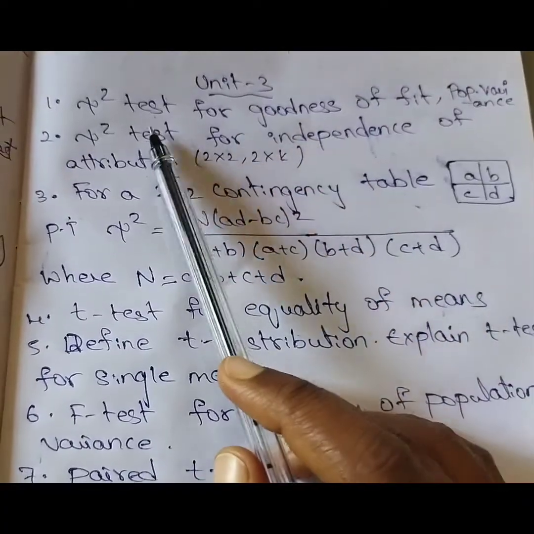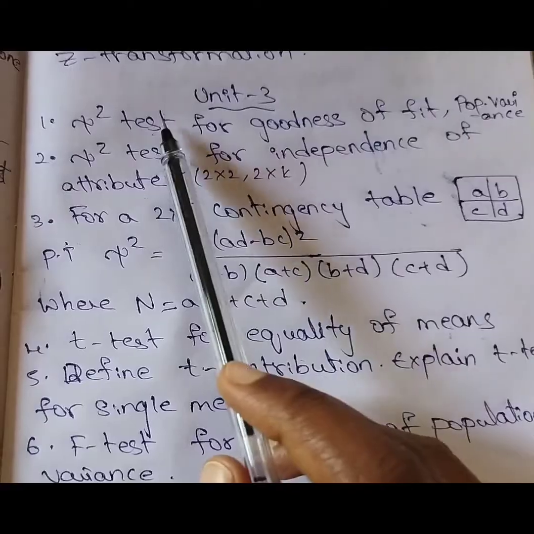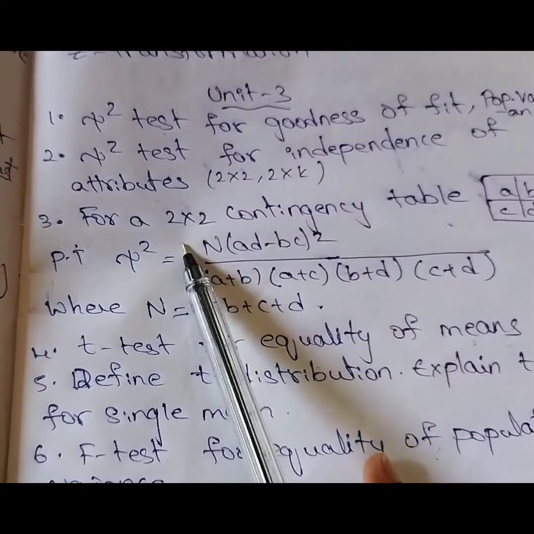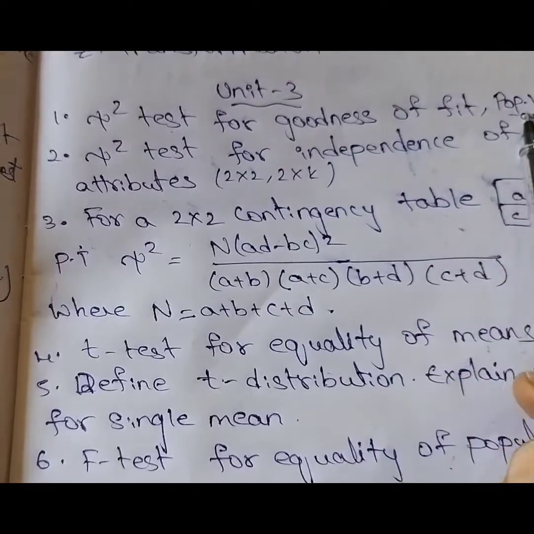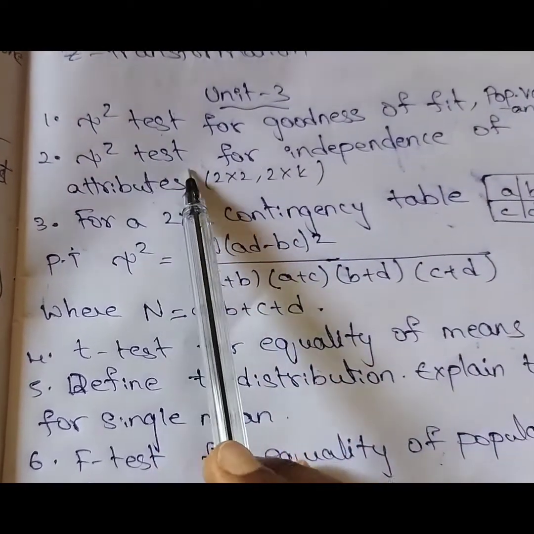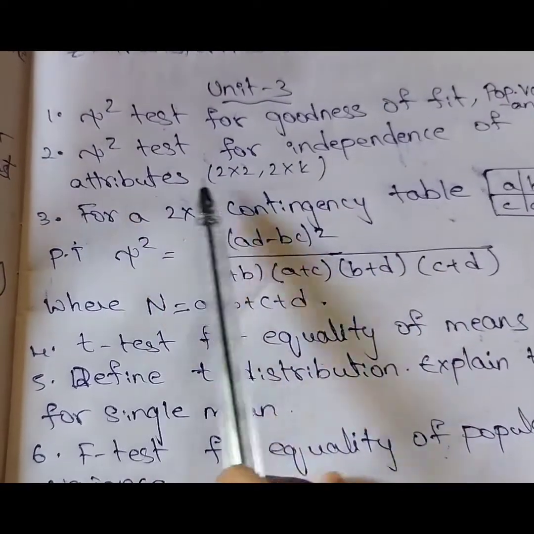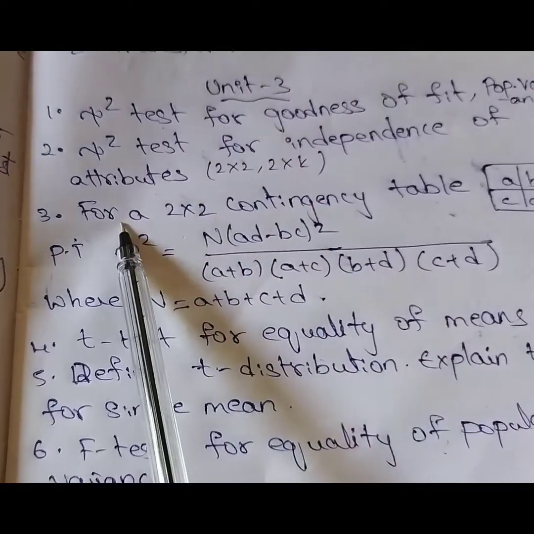Unit 3, chi-square test for goodness of fit, population variance. So in chi-square you are having 4 questions. First one, chi-square test for goodness of fit, chi-square test for population variance. Next, chi-square test for independence of attributes. You are having 2 cross 2 attributes and 2 cross k also.